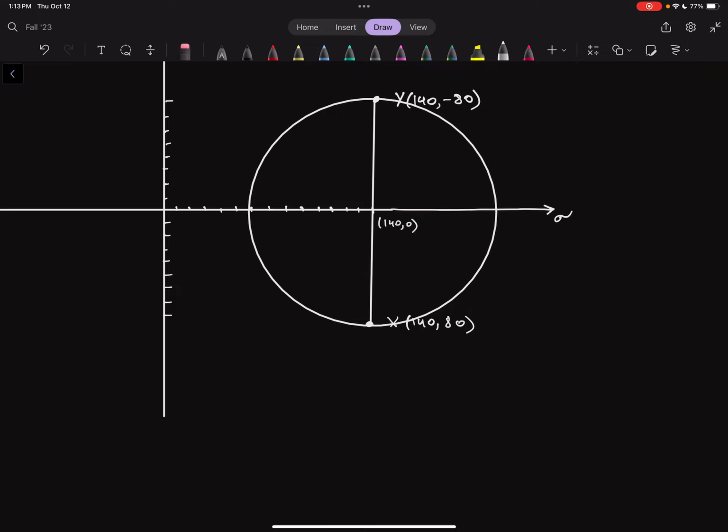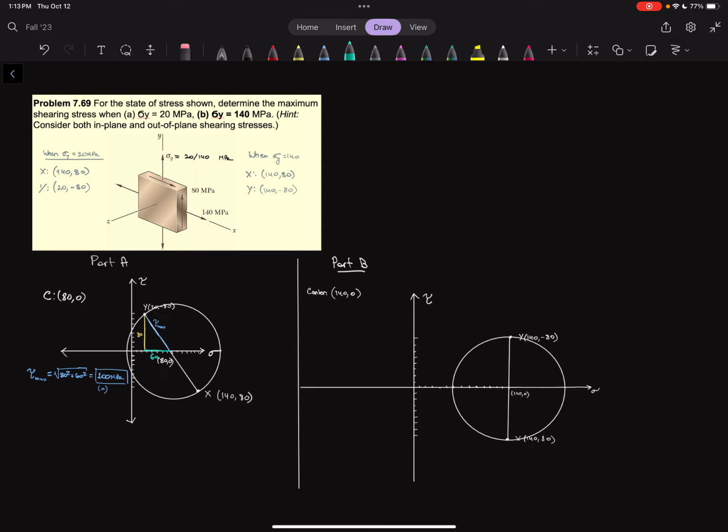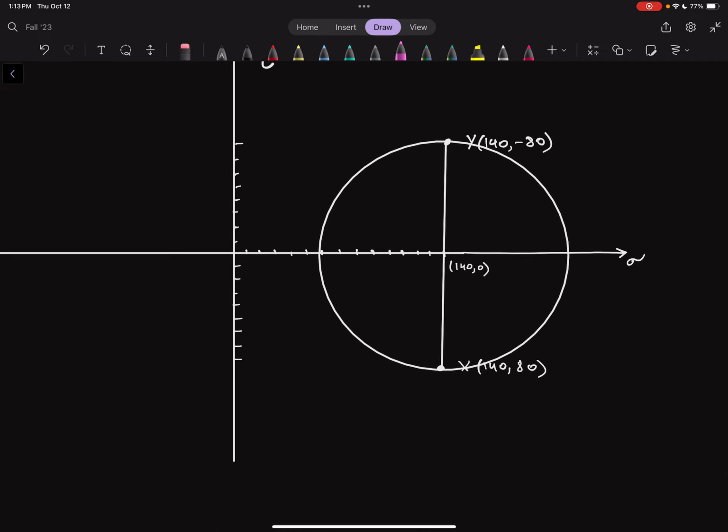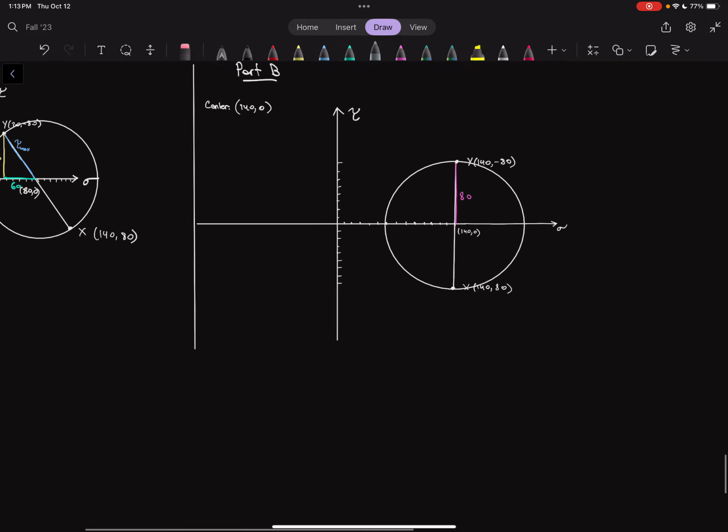And so what other information do we have for this? Well, we know the radius is 80, and we're trying to find the maximum shearing stress. So here the maximum shearing stress is 80. However, we have a sigma z here, which is equal to 0. And we're also saying the tau on the z face in the y direction is equal to tau on the z face in the x direction, and it's equal to 0, which means that that's a principal stress as well, which means that we're going to have a point here as well.